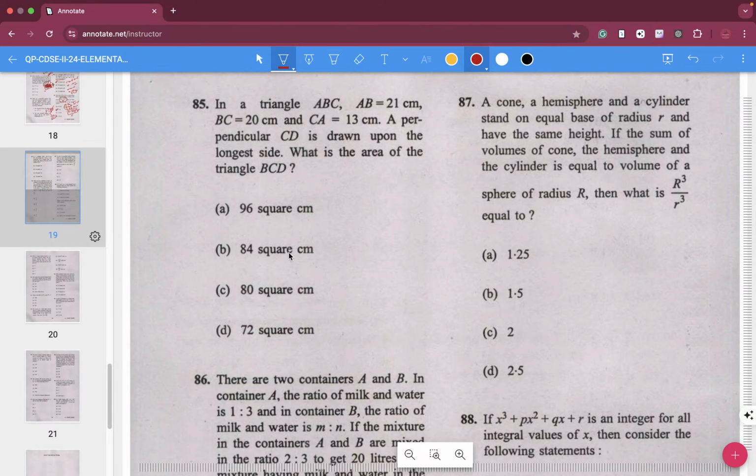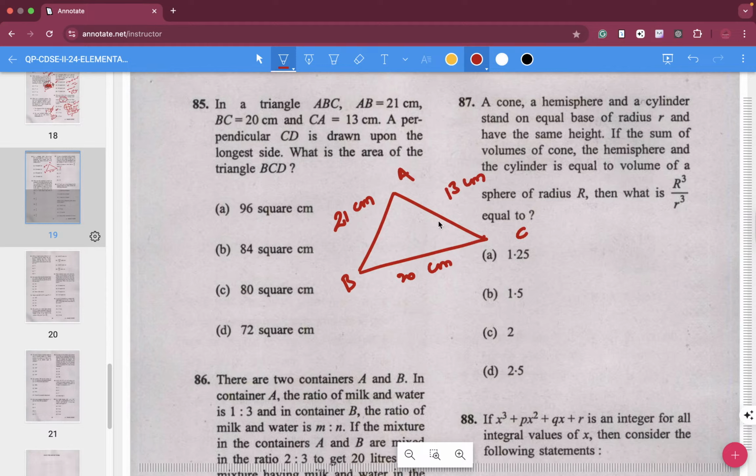Now for this particular one, 85, you have a triangle ABC. AB over here is 21 centimeter, BC is equal to 20 centimeter and AC is equal to 13 centimeter. A perpendicular CD is drawn upon the longest side. So what is the area of the triangle BCD is what they are asking.